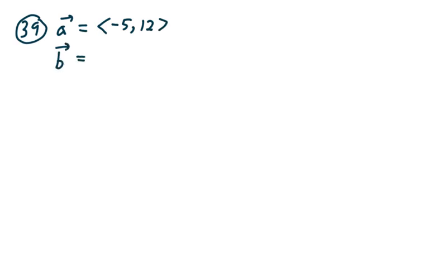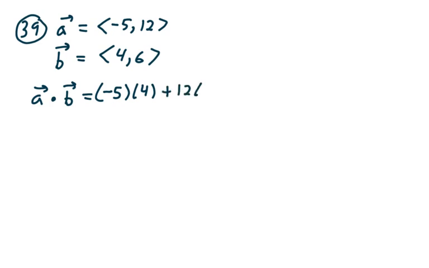And with that, let's take a look at an example. So let's take a look at number 39. And suppose A is the vector -5, 12. And B is the vector 4, 6. Now, we're going to need the dot product of A and B. So let's go ahead and just calculate that right now. The dot product of A and B is -5 times 4 plus 12 times 6. But this is -20 plus 72, which is equal to 52.